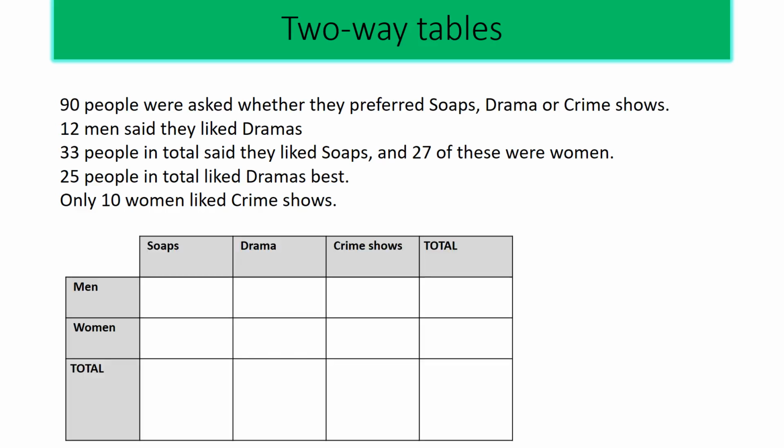Now we need to read the information again and put the values in the table. So we've got 90 people. People, that means all together. So that is the total.